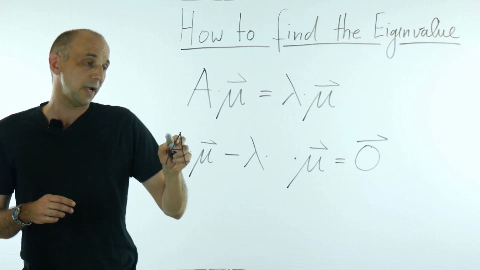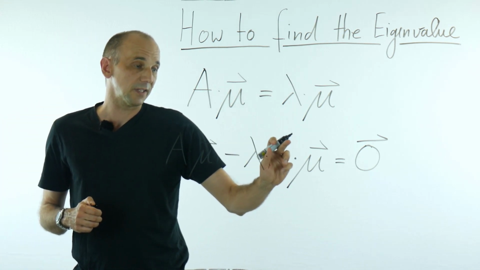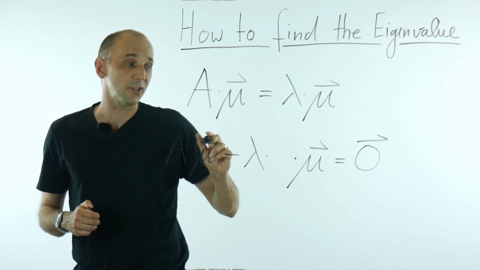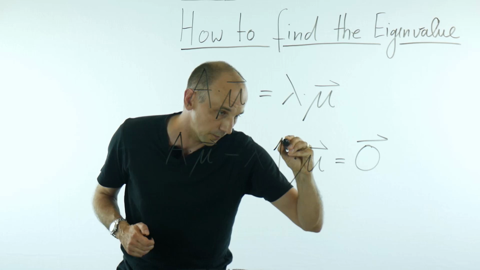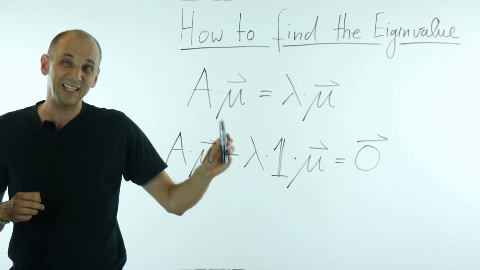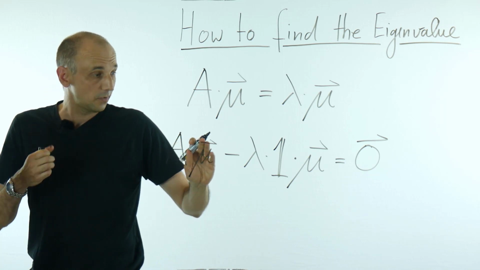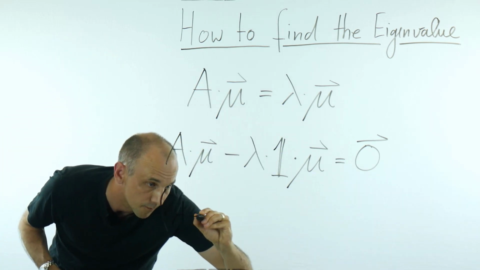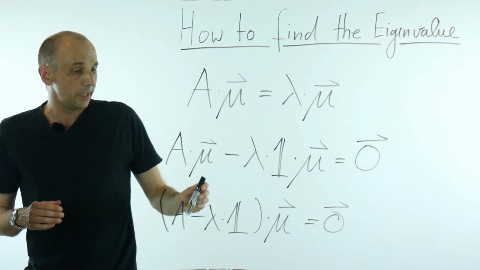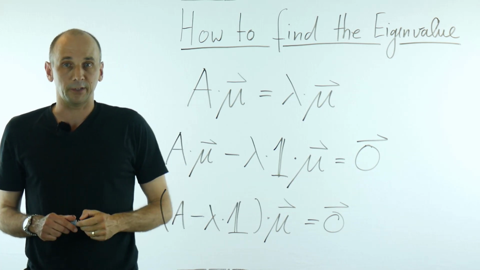Then I will have matrix minus number, which I cannot do. So what I am doing here is multiplying with 1. The 1 in the sense of the matrix is the unit matrix. So I'm multiplying with the unit matrix, and now lambda times unit matrix is an n times n matrix, just like A is an n times n matrix. And if I isolate the eigenvector, isolating mu gives me A minus lambda times the unit matrix, times mu, equal to the zero vector.